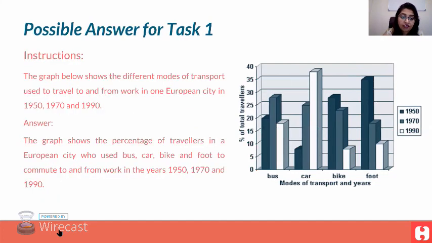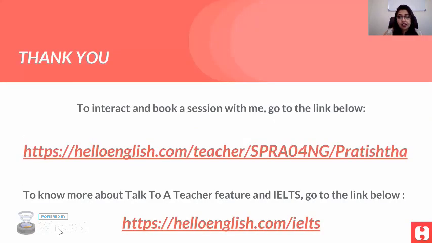Possible answers. The graph below shows different modes of transport used to travel to and fro from work in a European city in 1950, 70, and 90. That's it. These are the instructions given. Now, what is the answer? The graph shows the percentage of travelers in a European city who used bus, car, bike, and foot to commute to and fro in the years 50, 70, and 90. So, this is how you solve your graph section.